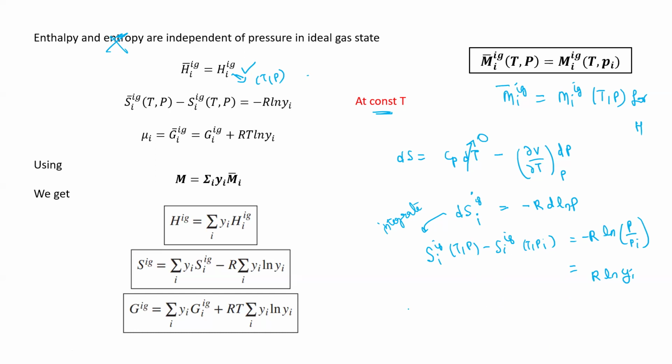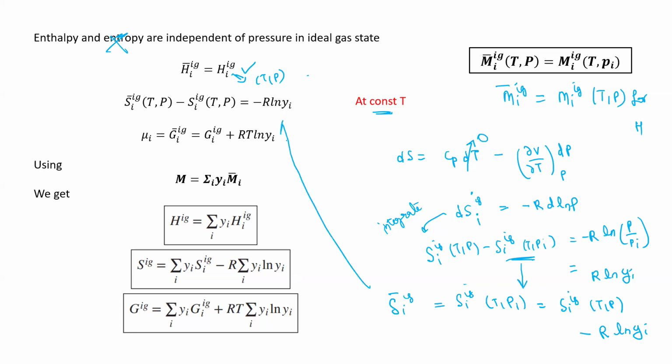So I have S_i^IG bar equals S_i^IG at T, P_i. So here what is P_i? So this is equal to S_i^IG at T, P minus R ln y_i. So this is inserted here. Okay, so this is how we get this equation.